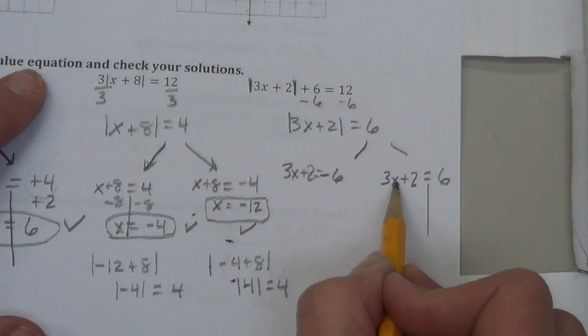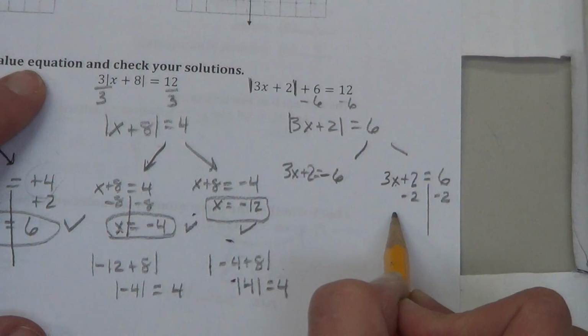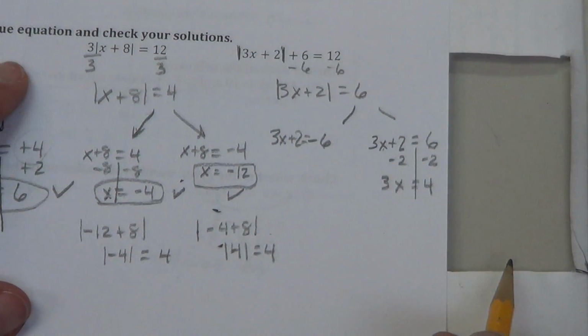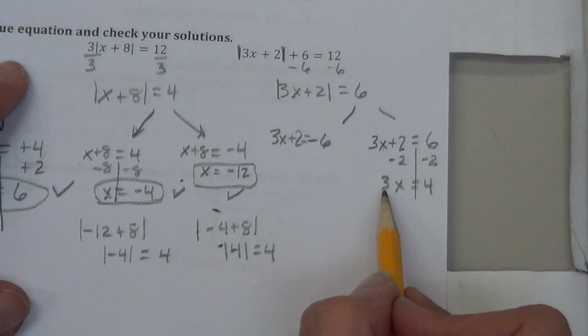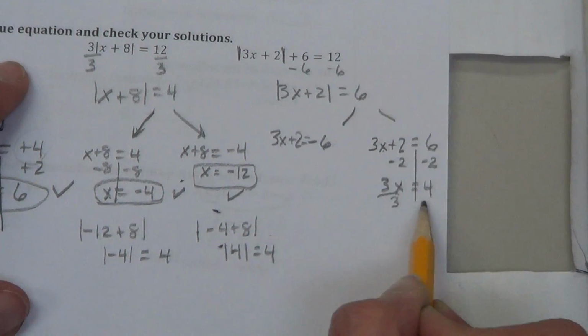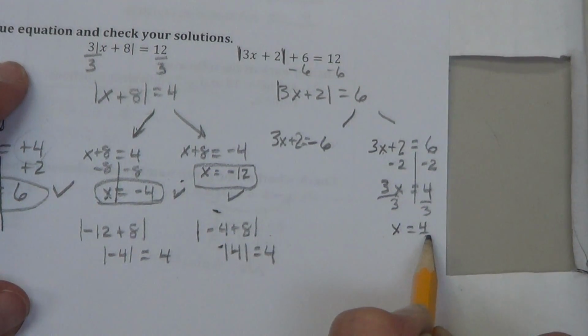We're trying to get the x alone, so we subtract 2 from each side. We get 3x equals 4. Now we need to divide by 3 to get the x alone. So we get x equals 4/3.